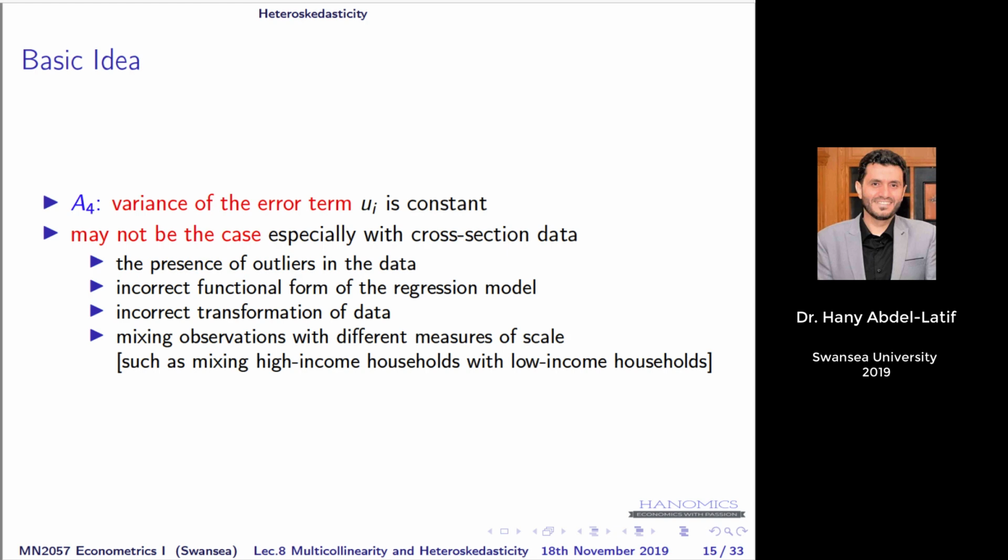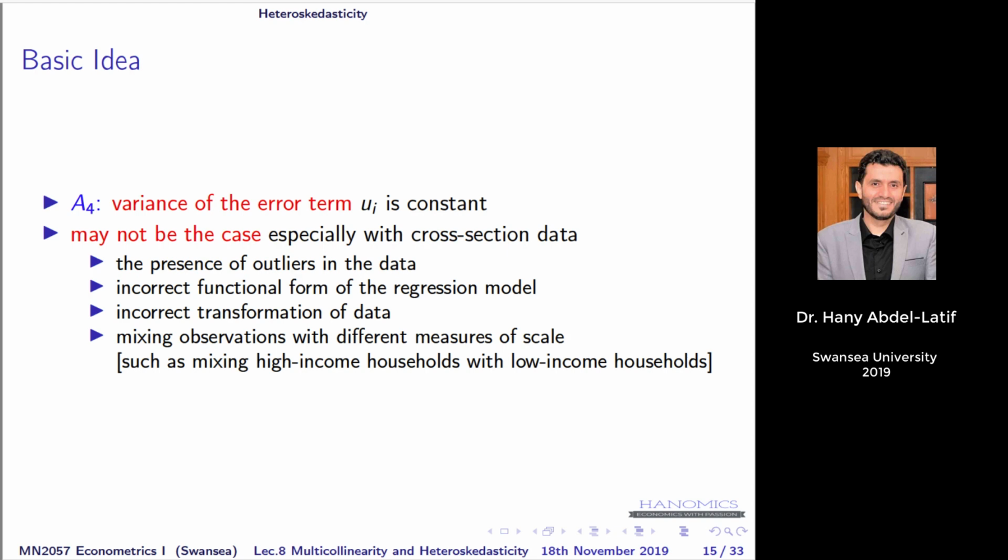So again, we would love to have these assumptions true, so then we can be happy with our OLS, that is, it is BLUE, best linear unbiased estimator. But when one or more of these assumptions are not true, then this might not be the case. Assumption number 4, the variance of the error term should be constant, but this is not likely to be the case, especially if we have cross-section data.